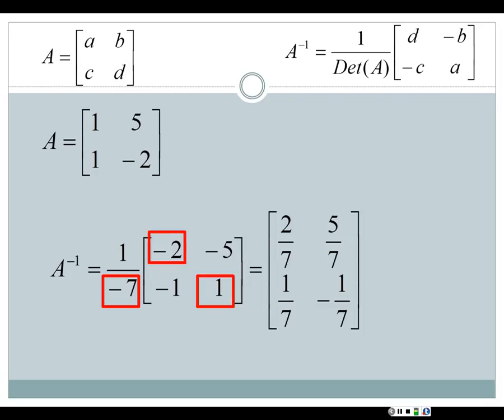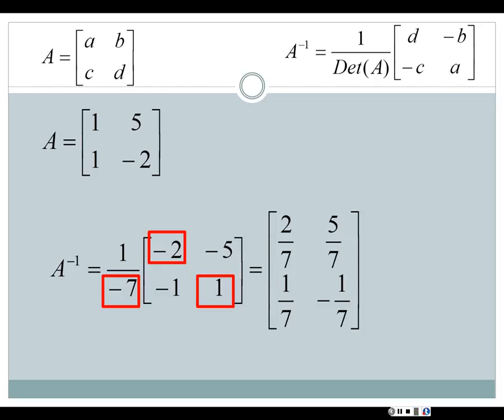For the first two numbers, you look at the same two cells in matrix A, and in those two cells the numbers are 1 and negative 2. You take those two numbers, but you switch locations. So in the first row, first column, the number is negative 2, and in the second row, second column, the number is 1.